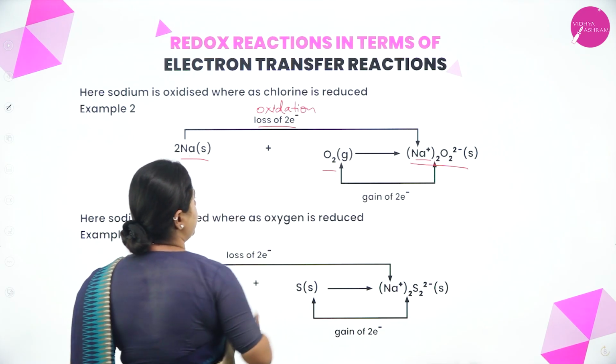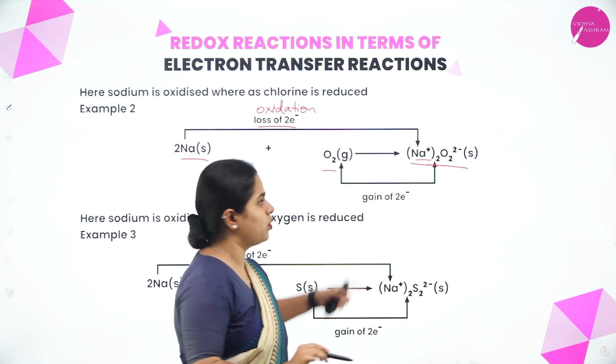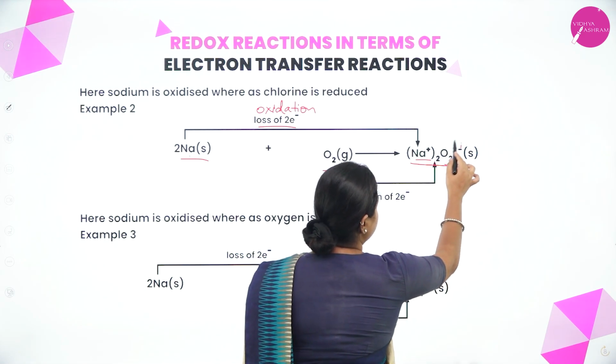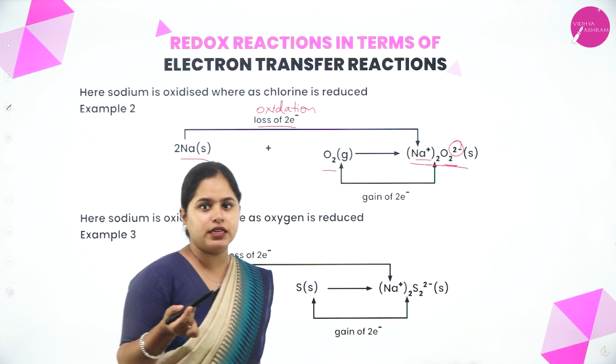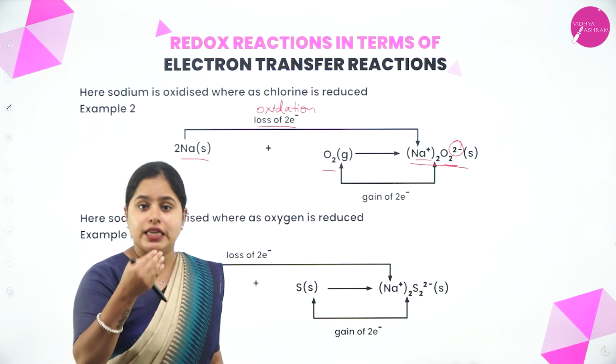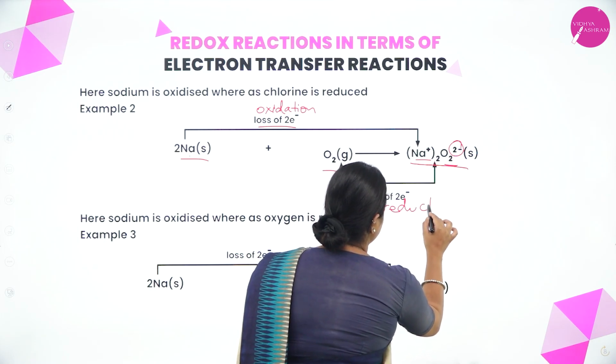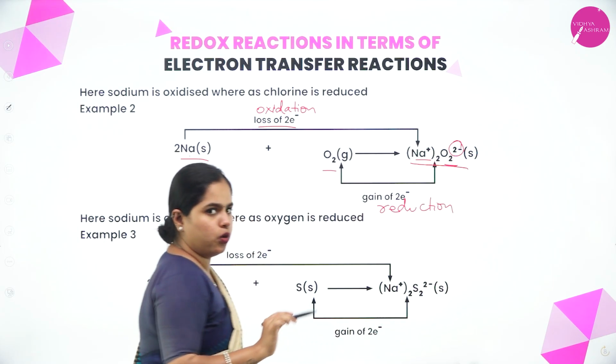2 electrons are being lost. And in case of oxygen, you can see it is gaining 2 electrons and it forms O2 2 minus. You can see the 2 minus there. That means there is gain of 2 electrons. So a reduction process or reduction reaction is taking place. So I hope that is clear.